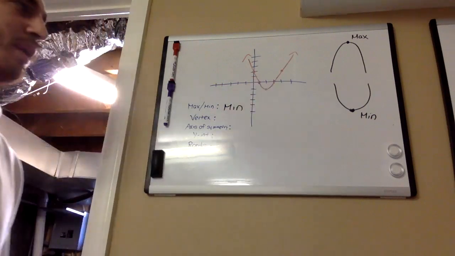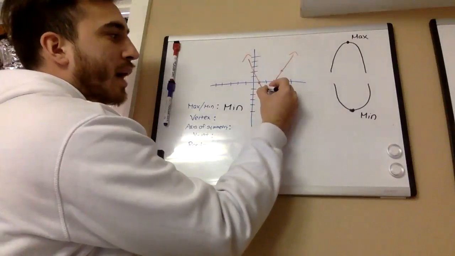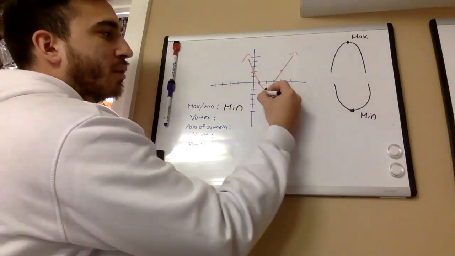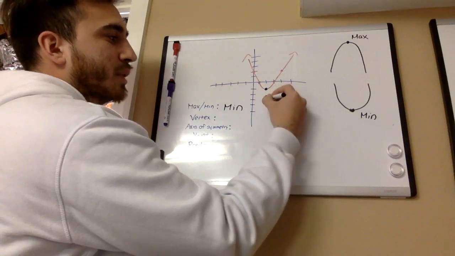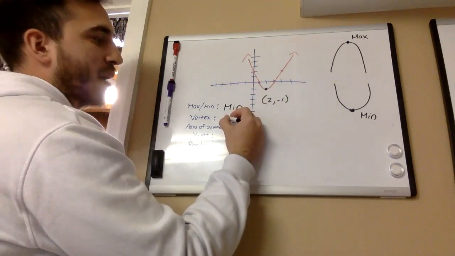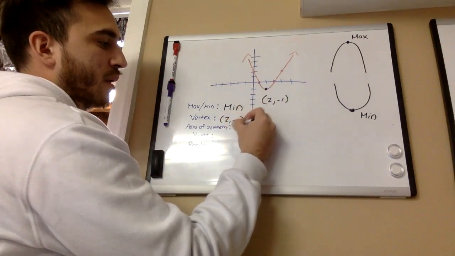Now, if we want to find our vertex, since we have a minimum, it is going to be our lowest point. Our lowest point is this point right here. So if we just look at our graph, that lowest point is going to be 2, -1. So that is our vertex, 2, -1.